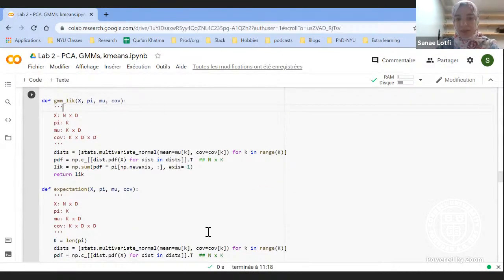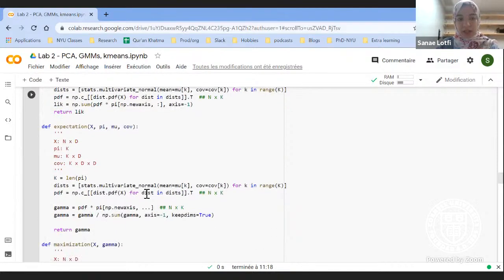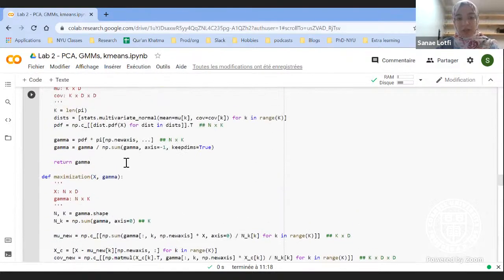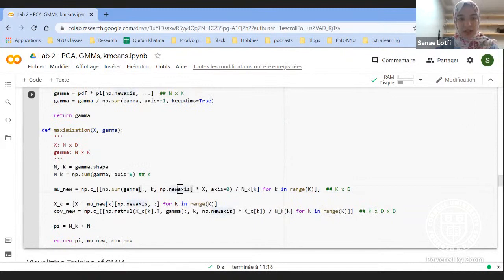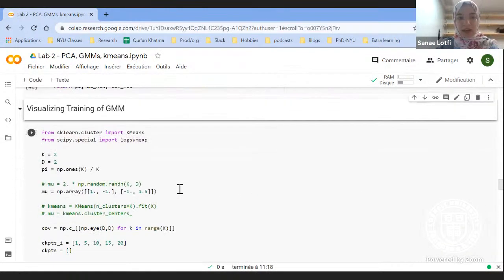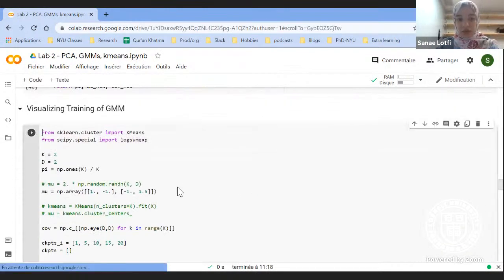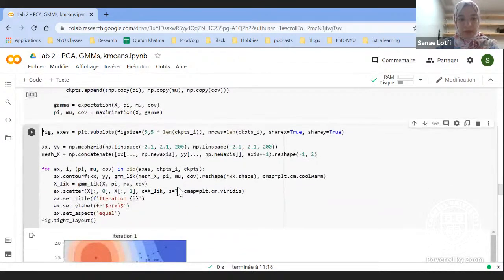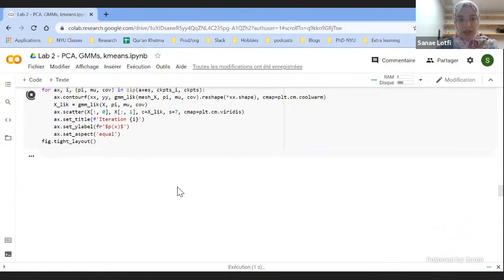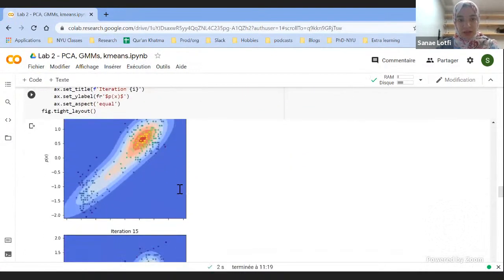Here we're going to define a few functions: the GMM likelihood, the expectation step, and the maximization step. And we can visualize then the training of GMM. You can see here the different steps.